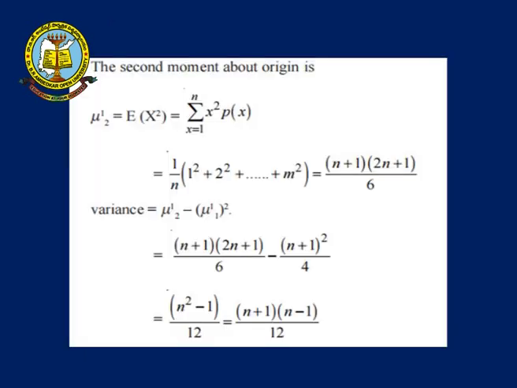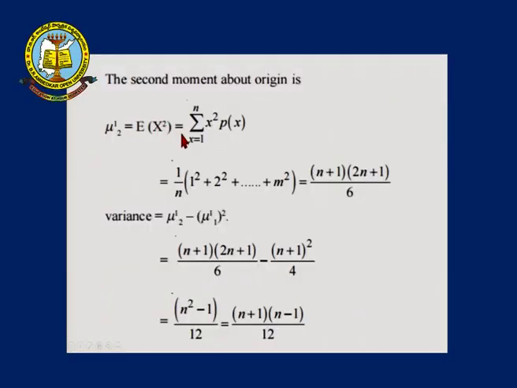Now, the second moment about origin. Because we would like to find the variance of the uniform distribution, that is why the second order moment is required. For that, first I can find out the mu 2 dash value. What is mu 2 dash? Mu 2 dash is equal to expectation of x square, summing over x is equal to 1 to n of x square into p of x, where p of x is, as you already know, the probability mass function of the uniform distribution.